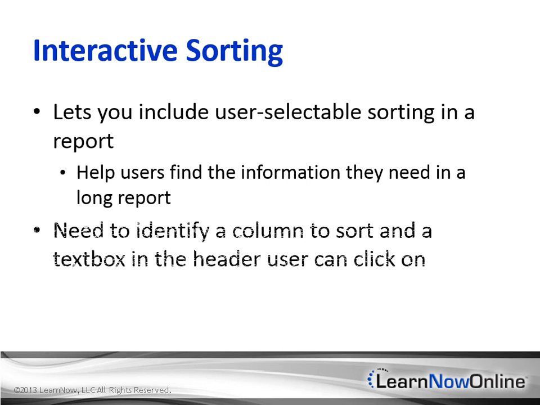To employ interactive sorting, you need to identify a column to sort and a text box in a header row that the user will click on to trigger the sorting. Normally, you would set interactive sorting up so that each text box will trigger a different sort, and you would place each text box above the field that it's going to support. But this positioning is not an absolute requirement, but it is highly recommended because users have been conditioned over the years to click on column headers in order to sort by columns.